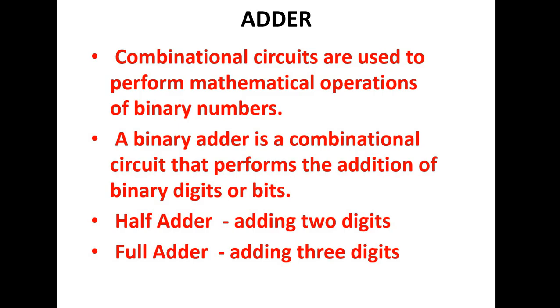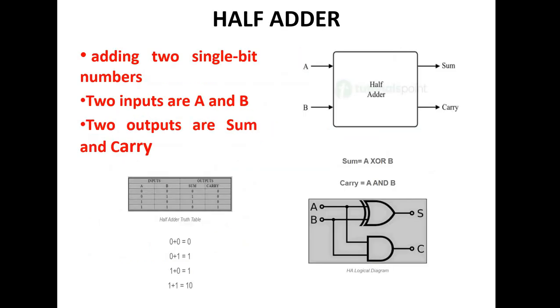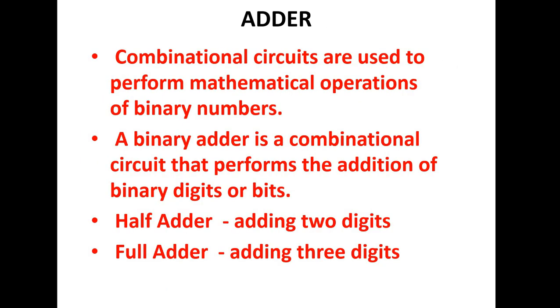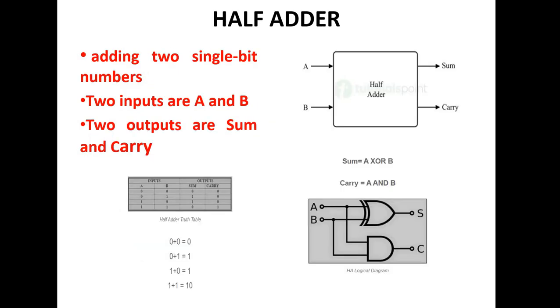An adder is a combinational circuit which is used to perform mathematical operations on binary numbers. It performs the addition of binary digits or bits. The adder is categorized into half adder and full adder. Half adder, simply, is adding 2 bits. Full adder means adding 3 bits. Now we'll see what a half adder is.